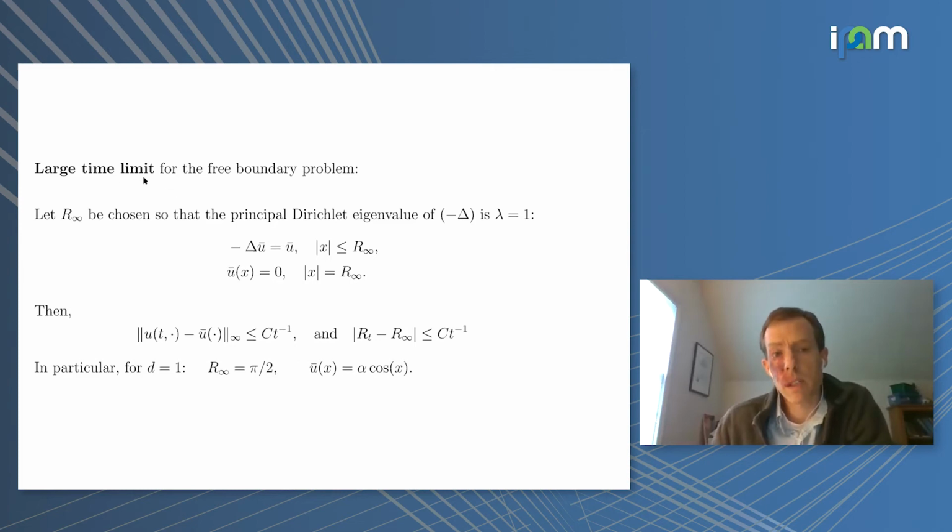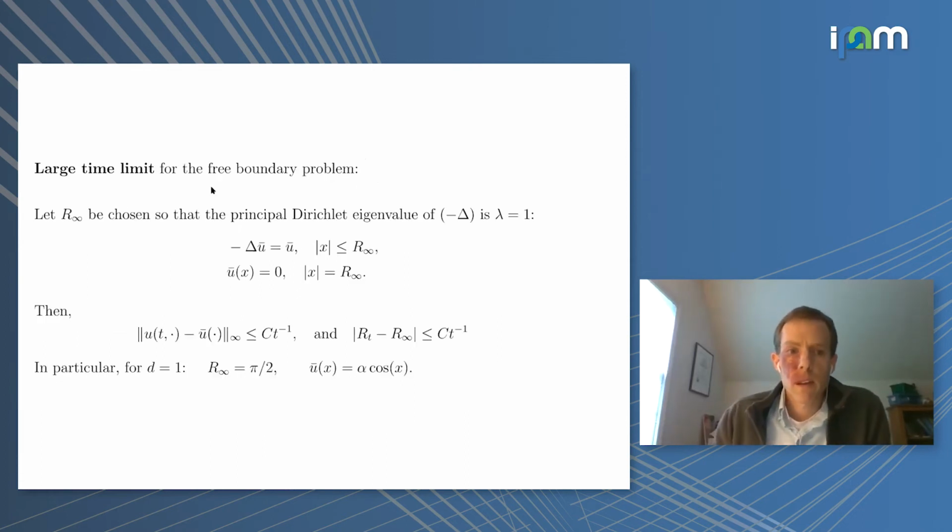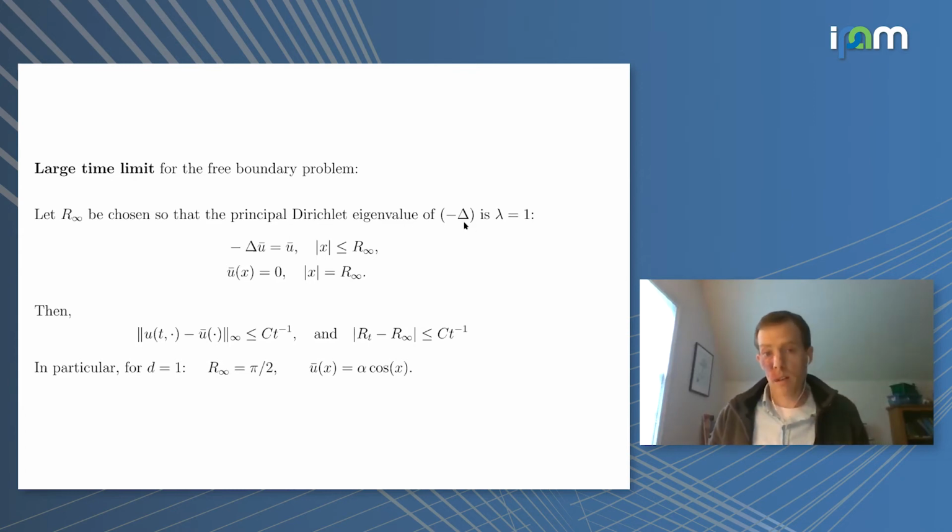Now let's think about the large time limit for the free boundary problem. Naturally, if you take t to infinity, you would expect the solution to converge to a stationary solution, right? And so a time-independent solution to this equation would be an eigenfunction of the Laplacian. So let R infinity be the unique positive real number so that the principal Dirichlet eigenvalue of minus Laplacian is just 1. So there's a unique value of R for which this problem has a solution, unique up to multiplicative factor.